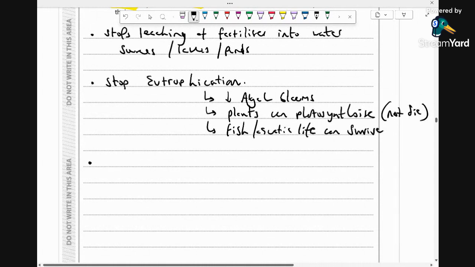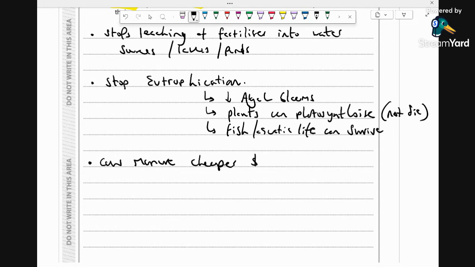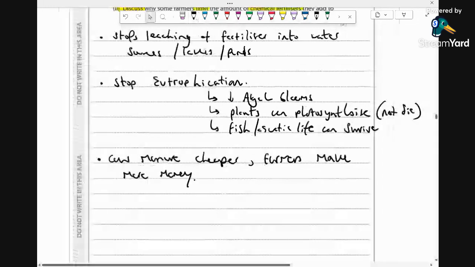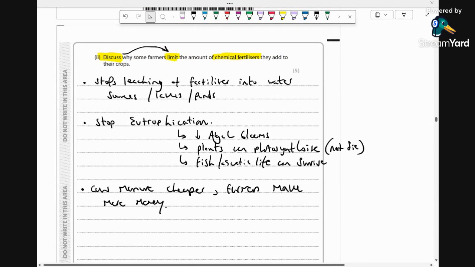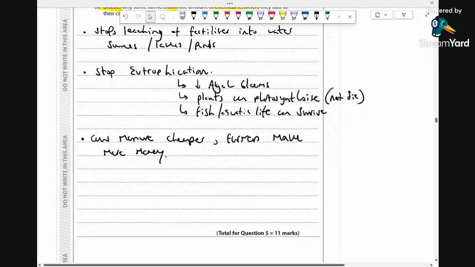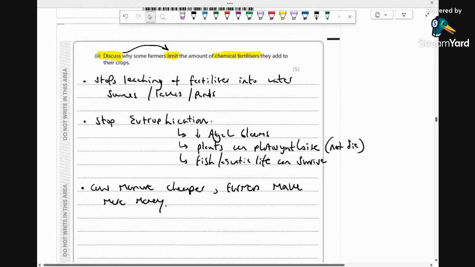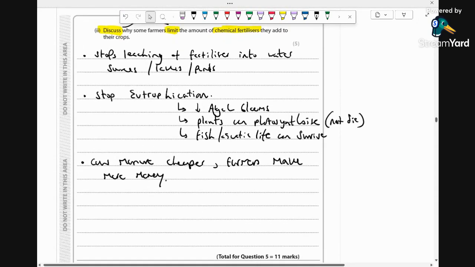You could also say things like cow manure is cheaper. So therefore, farmers can make more money. Is there anything else I can think of? I guess chemical fertilizers are expensive.